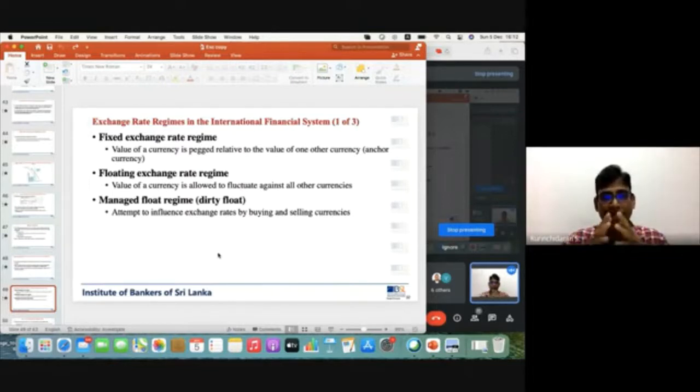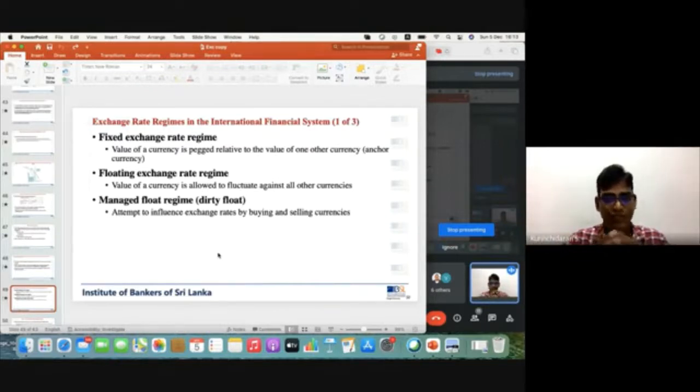Third, managed float. We call it dirty float. You will let them float, but you intervene. In Sri Lanka, it's a kind of managed float. Even we saw it float from 2000, I think 2000 or 2002, 2001 might be. So it's float, but still the interventions are there. So then we call it managed float.